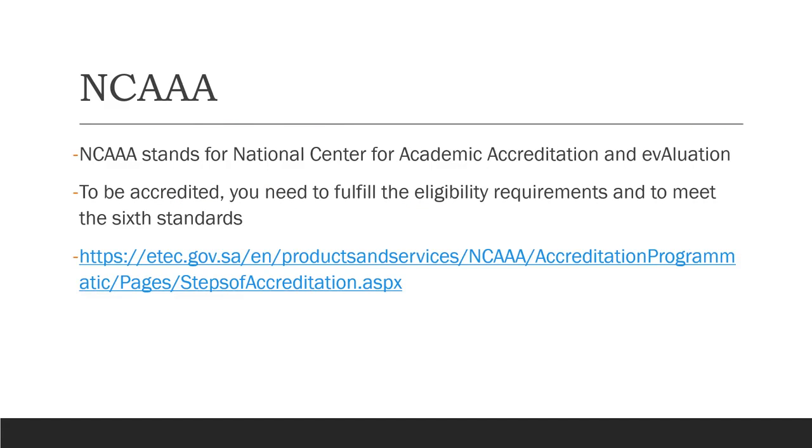What is NCAA? NCAA stands for National Center for Academic Accreditation and Evaluation. To be accredited, you need to fulfill the eligibility requirements and to meet the 6 standards. The eligibility requirements and the standards of NCAA can be found using this link.